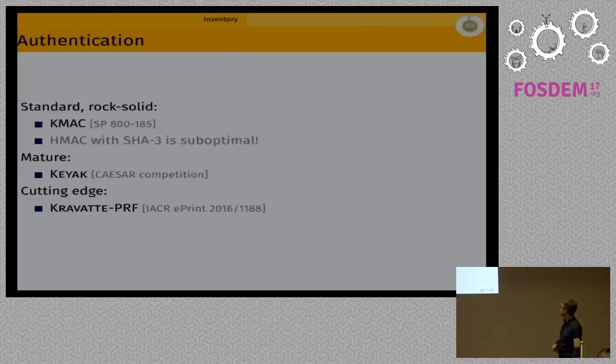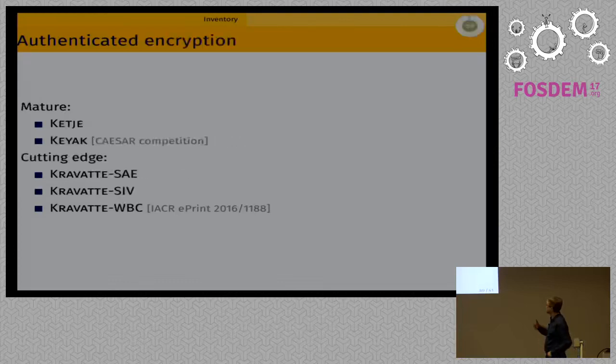And authentication, there is KMAC, part of the SP 800-185. Of course, you could use HMAC with SHA-3, but that's really suboptimal, not a good idea. You can use Keccak, so Keccak is authenticated encryption, but you can use it also for simple MAC. And then this Cravate, a new construction, can be used also for authentication. And then authenticated encryption, of course, Keccak, and then all the flavors of Cravate that I mentioned earlier.